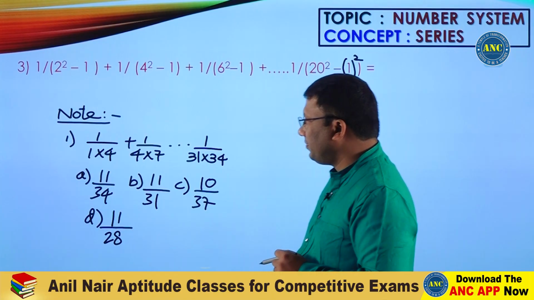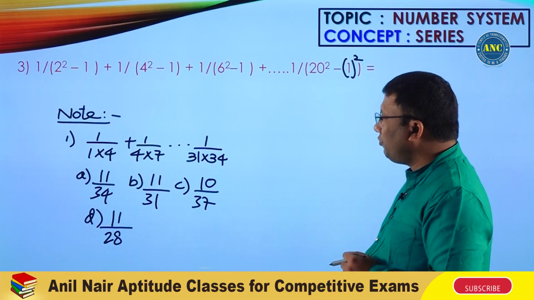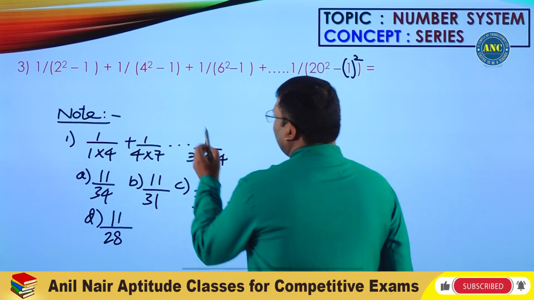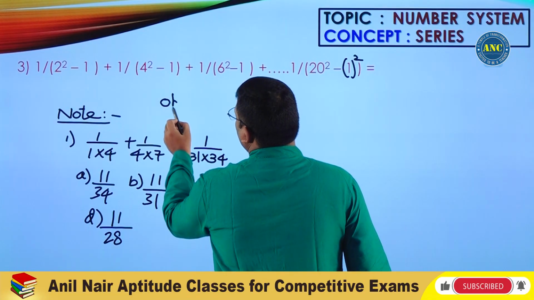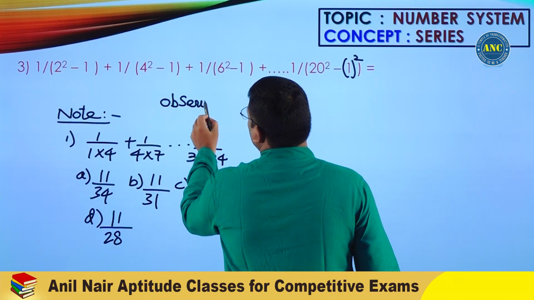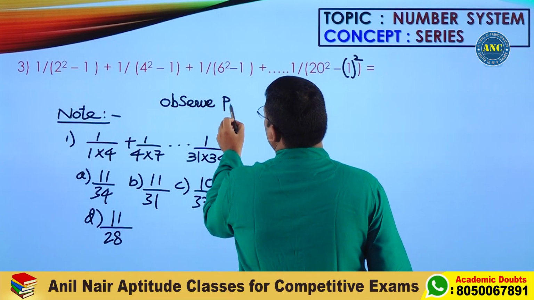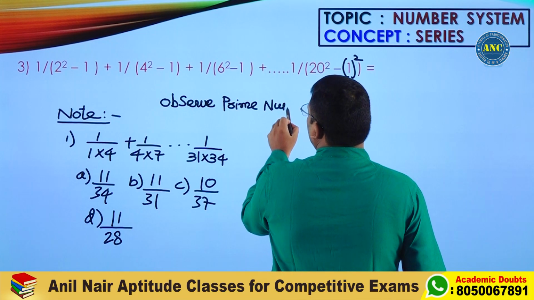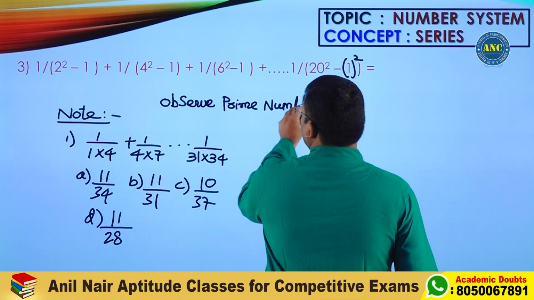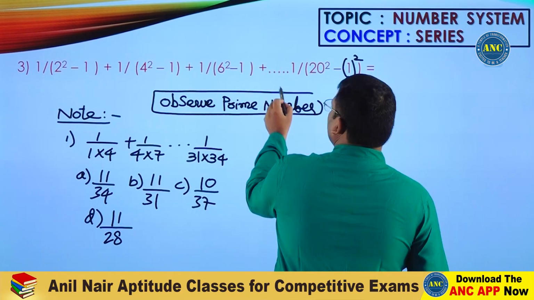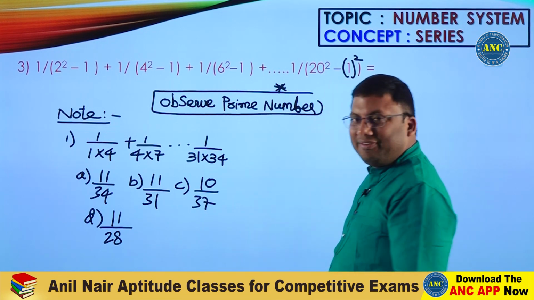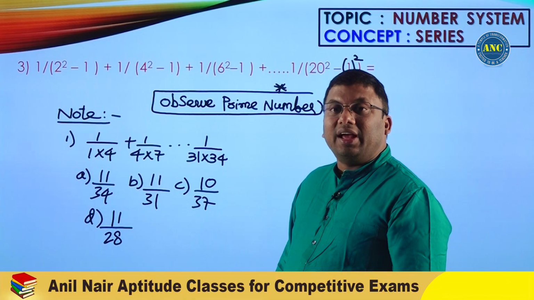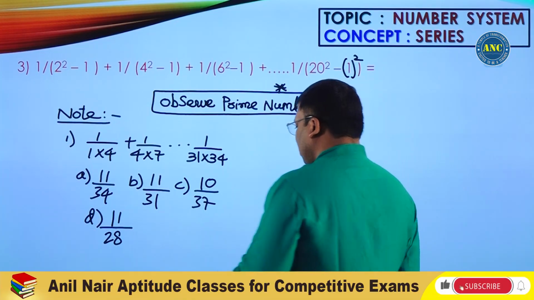Options are like this: 1 into 4, 4 into 7 and so on up to 31 into 34. If I observe a prime number, I can eliminate a few incorrect answer options. If I observe a prime number, please write this down, sir. Very, very important. One, we found out the answer. Now we will eliminate incorrect answer options.